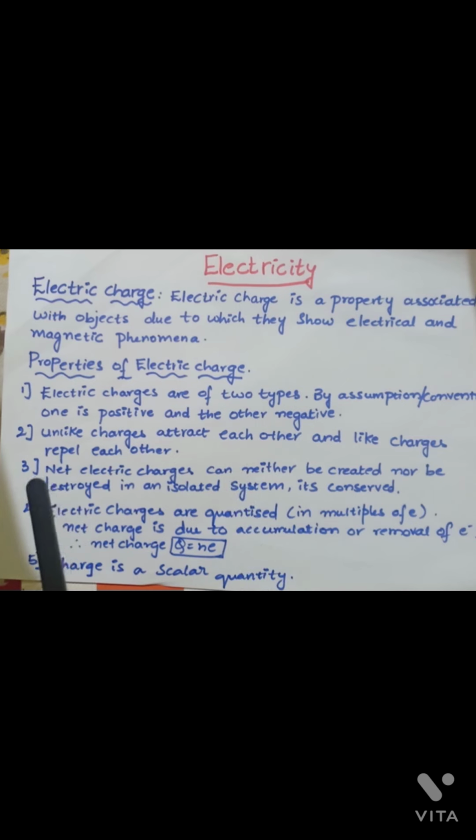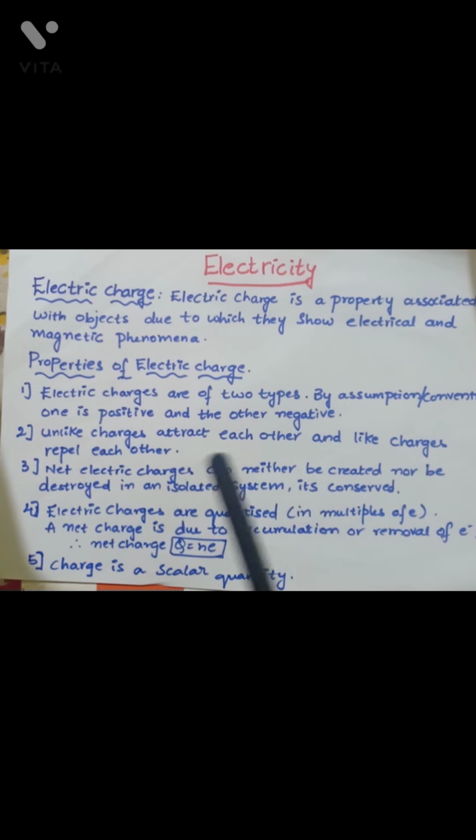Then coming to the third point, net electric charges can neither be created nor destroyed. As you know, anything in our matter or present around us, and even the energies cannot be created nor destroyed. Same way, the charge cannot be created nor destroyed. It can only be conserved and it can be transferred from one object to the other. Then electric charges are quantized in multiples of e. What is this e? It is the value given to the electron. So that I will discuss in detail next, what is the value and what it is.